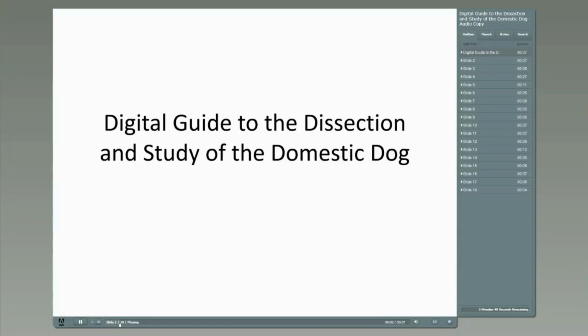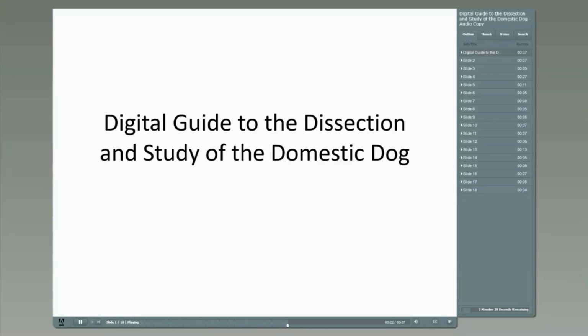Digital Guide to the Dissection and Study of the Domestic Dog was created as a combination anatomy textbook, atlas, and dissection guide. The guide has been split into separate text and picture guides to enhance its use among both veterinary students and practicing veterinarians. Picture and digital guides are purchased separately.